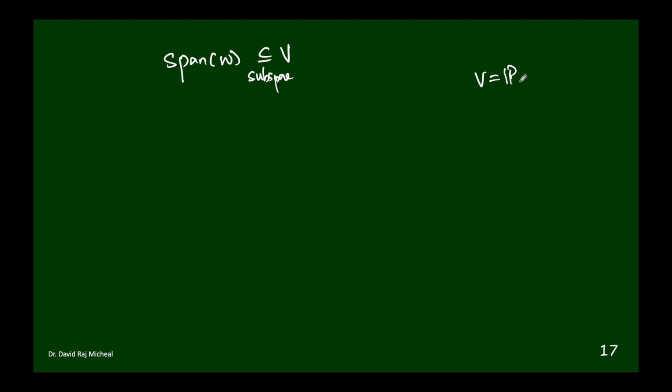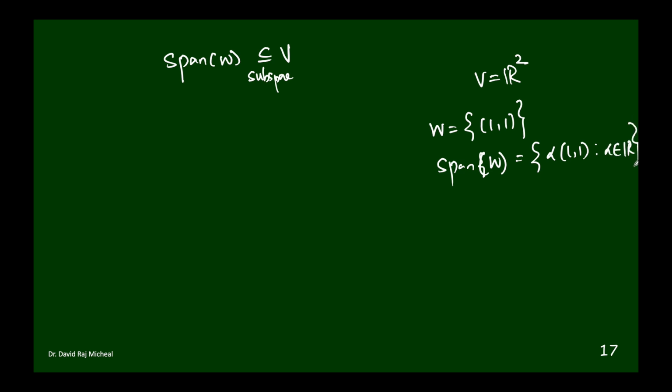Suppose V is equal to R2, and take W to be the singleton (1, 1), for example. Then the span of W will be equal to the set of all alpha times (1, 1), such that alpha belongs to R itself. And what is this? This is (alpha, alpha), such that alpha belongs to R. The x coordinate and y coordinate are the same, no? So this is nothing but the y equal to x line. That's it, the y equal to x line, and that is a vector space. We know this already, correct?